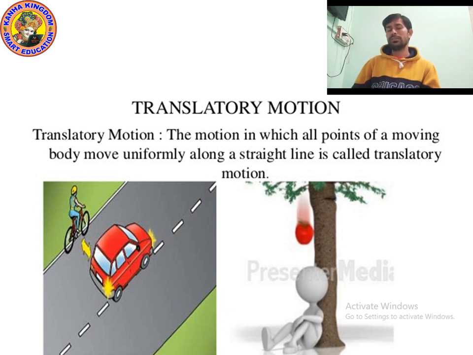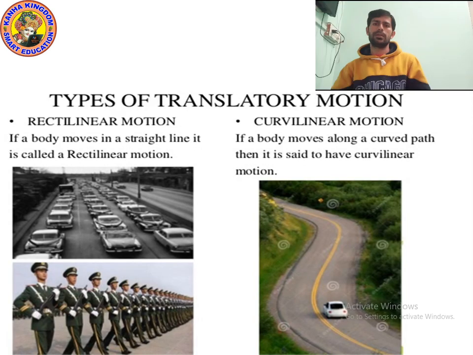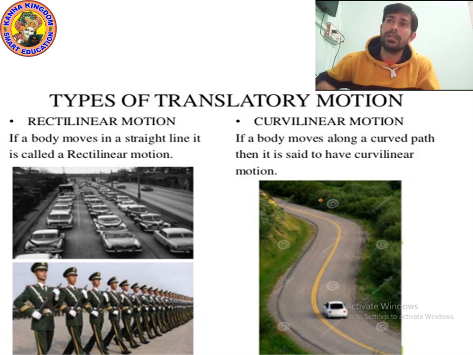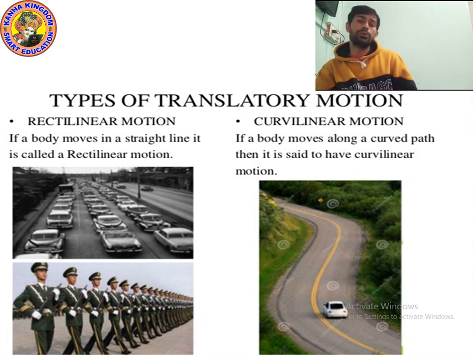As you can see in the picture, the bicycle is moving straight, the car is moving straight, the apple is falling straight. Now let's talk about the types of translatory motion. There are two types: rectilinear motion and curvilinear motion. First, let's talk about rectilinear motion.